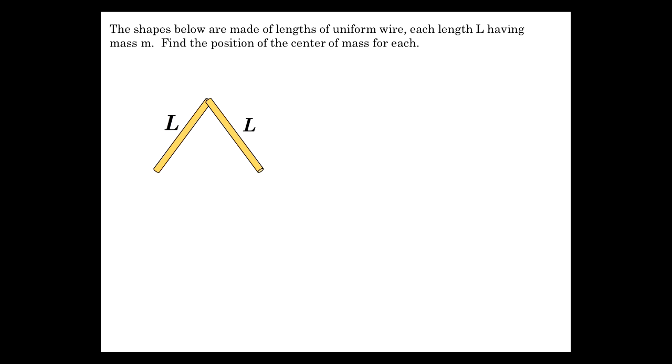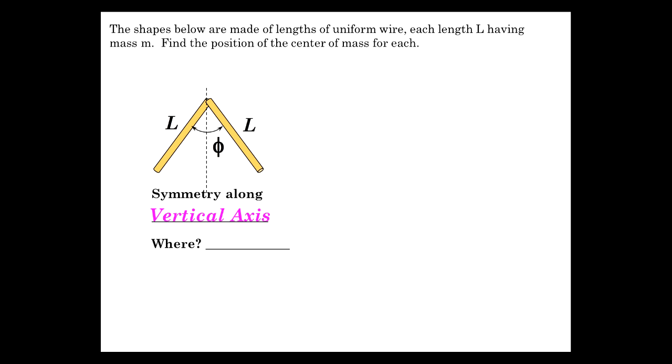So we have two wires of length L, and you can consider the diameter of the wires to be really thin, so they're basically infinitesimally thin. We don't have to worry about the spatial extent of the wire itself, but they do have mass. And you see a little triangle here. There is symmetry along the vertical axis. Now, the center of mass always lies along a line of symmetry. So somewhere along this line of symmetry is the center of mass.